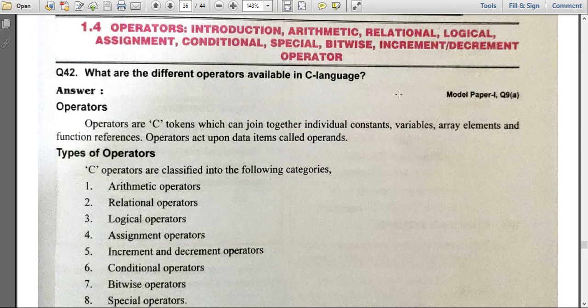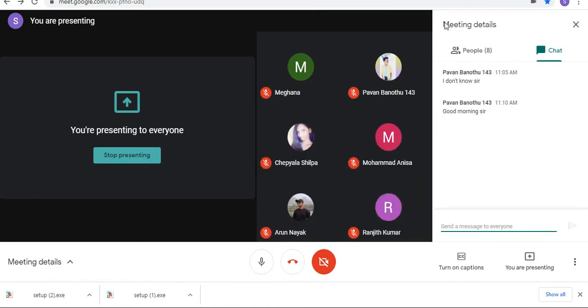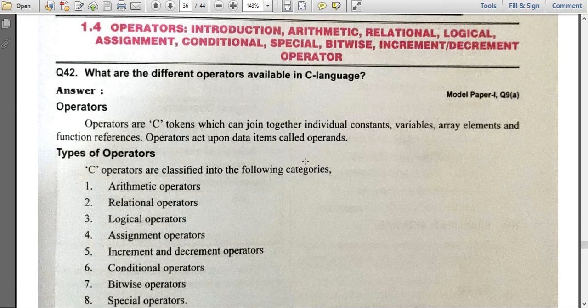Good morning, everyone. In the last class, we saw a complete revision of C programming, covering what we have learned in the previous classes, and today we are going to see an important topic. It will be your essay question. It's very important. What are the different operators available in C language?